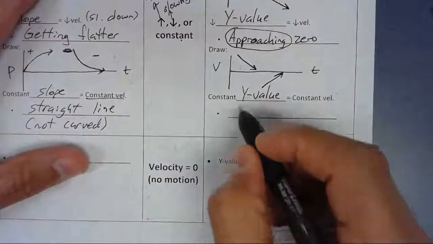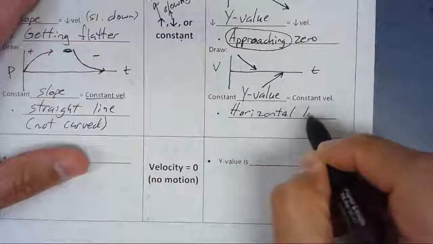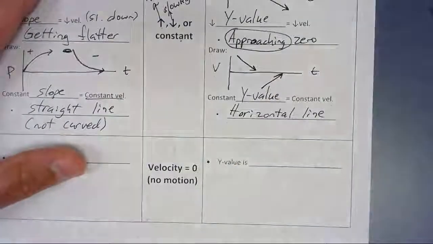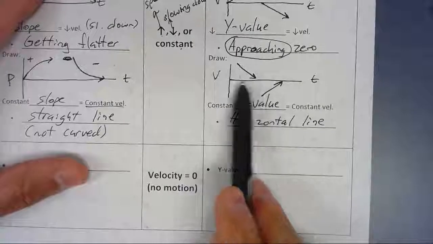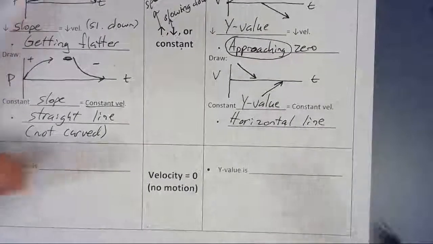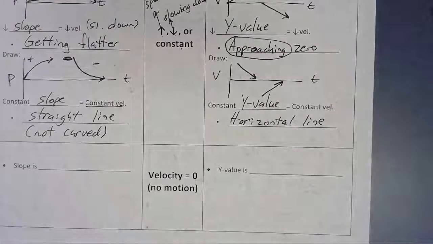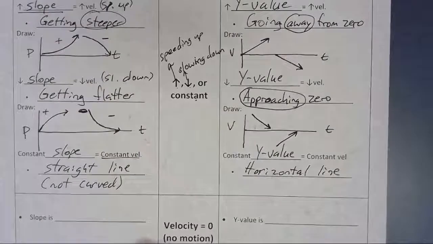Constant y value means any horizontal line. And it can be anywhere on the graph. It can be up here, it can be down here. Technically, it can be right in the middle. You still have a constant speed if your velocity is 0, it's just that you're not moving at a constant speed. All right, so that's how to tell whether the velocity is increasing, decreasing, or staying the same with these two graphs.